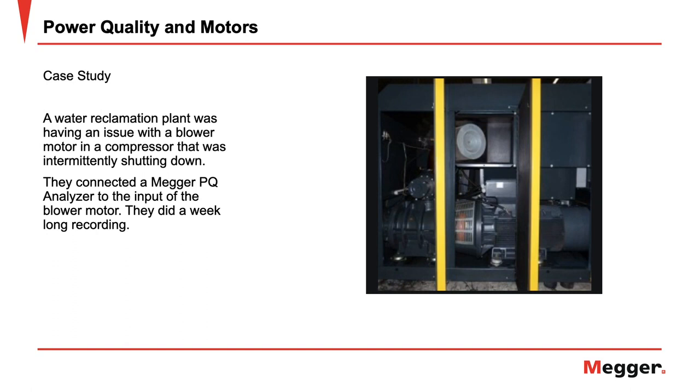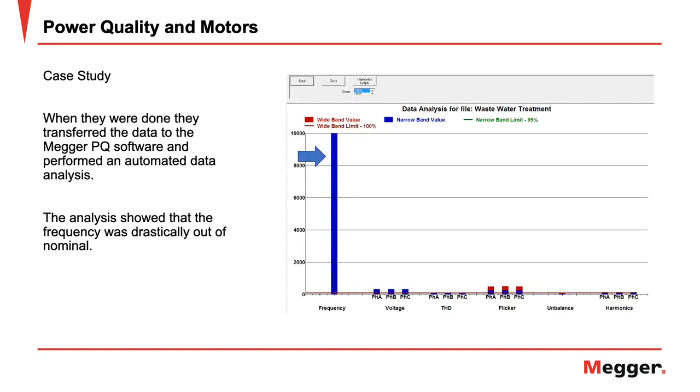A water reclamation plant was having an issue with a blower motor in a compressor that was intermittently shutting down. They connected a Megger PQ analyzer to the input of the blower motor, and they did a week-long recording. When the recording was completed, they transferred the data to the PC, and they performed an automated data analysis. The data analysis showed that the frequency was drastically out of nominal.